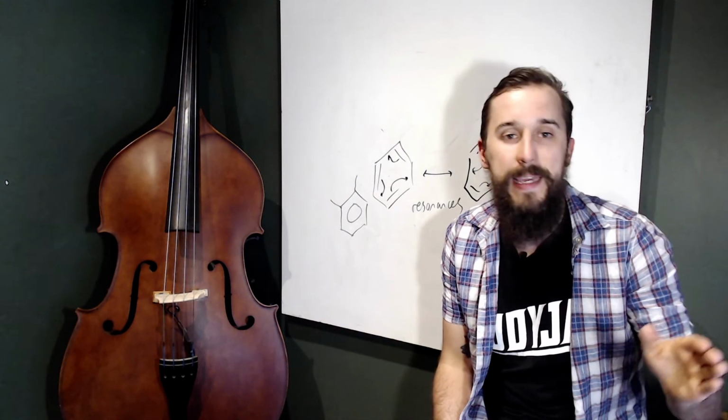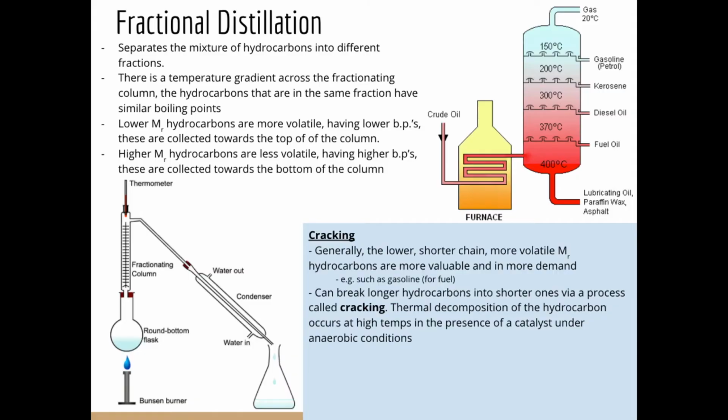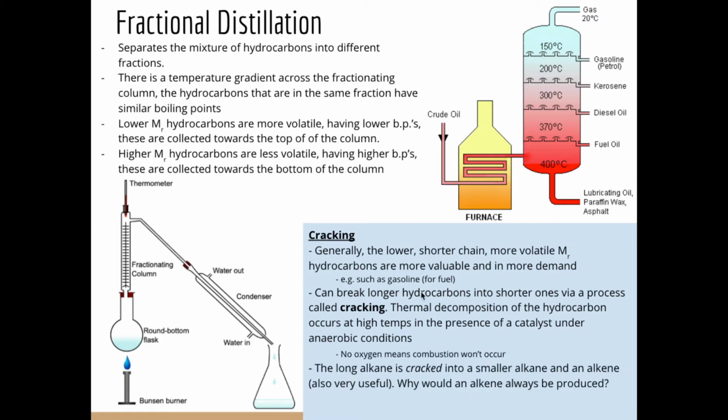If you want to get the cracking, it's got to be anaerobic, so without oxygen, in the presence of a catalyst, and high temperatures to make that cracking occur. No oxygen means the combustion reaction won't occur. So it's cracked into a smaller alkane, and you also form an alkene as a result of this. So a hydrocarbon with a double bond. Also very useful. We have a lesson on alkenes coming up.